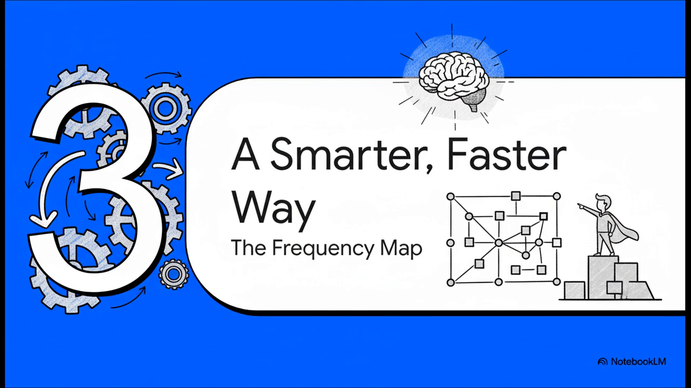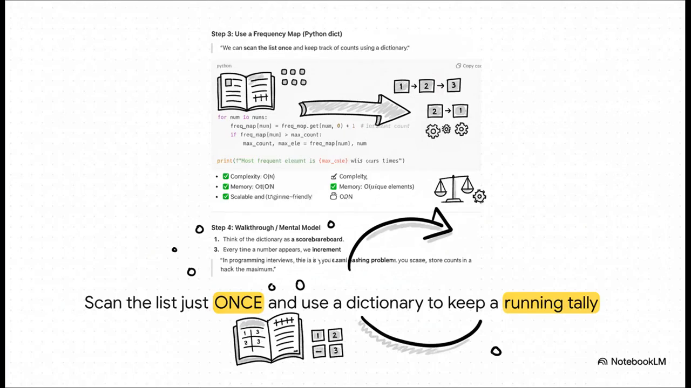And this brings us to a much more elegant and way more efficient solution, the frequency map. So here's the big idea. We're going to scan the list, but we're only going to do it once. And as we see each number, we're going to use a dictionary, you might know it as a hash map, to basically keep a running tally. And this line right here, this is the magic trick. It's so elegant. It just says, for the number we're looking at, go get its current count. If we haven't seen it before, just pretend the count is 0, then add 1. That's it. It's a super clean one-and-done solution.